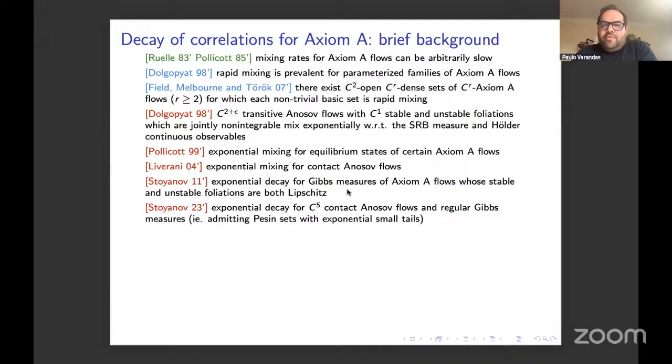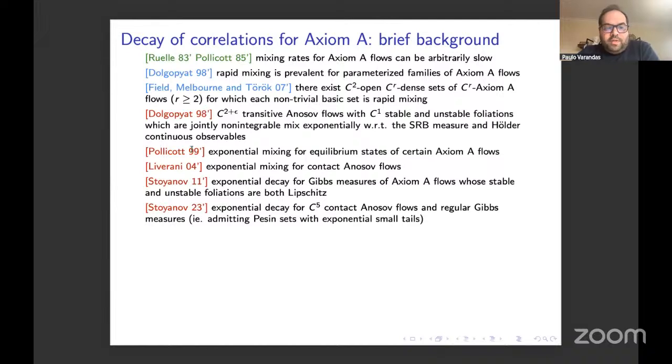But exponential decay of correlations came in 98 with a marvelous paper by Dolgopyat, which brought a new approach to study decay of correlations for flows using Paley-Wiener theory. And what it proved is that if you have a transitive Anosov flow, C2 plus epsilon, such that both stable and unstable foliations are C1 smooth, so this is a rigid condition, which are jointly non-integrable, then they decay exponentially fast with respect to all equilibrium states. Later, Pollicott used the same strategy as Dolgopyat to show that for certain equilibrium states and certain Axiom A flows, the same thing holds. And Liverani proved exponential mixing for contact Anosov flows.